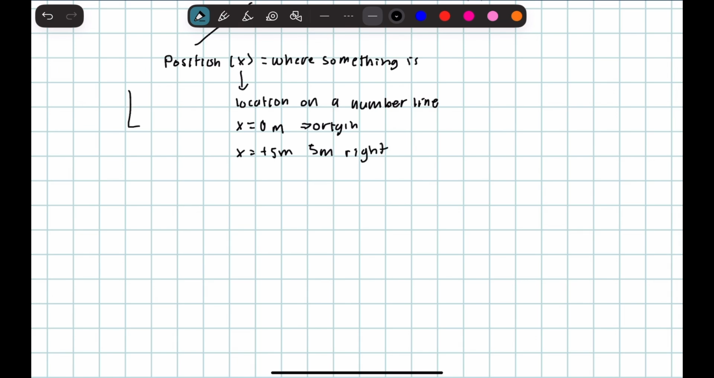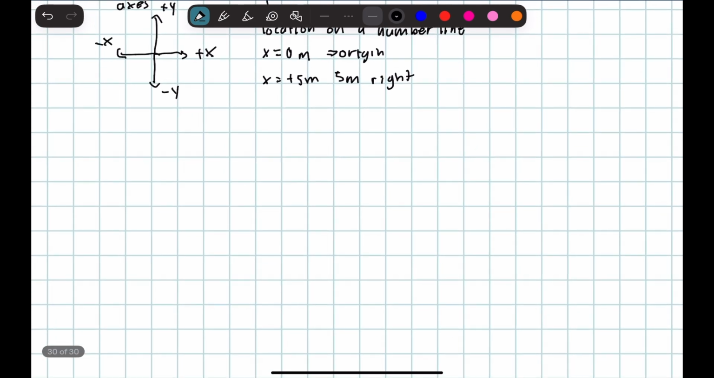And position is dependent on how you create your coordinate axes. We can define positive y to be up, negative y to be down, positive x to be to the right, and negative x to be to the left. And so x equals negative 3 meters would be 3 meters to the left.